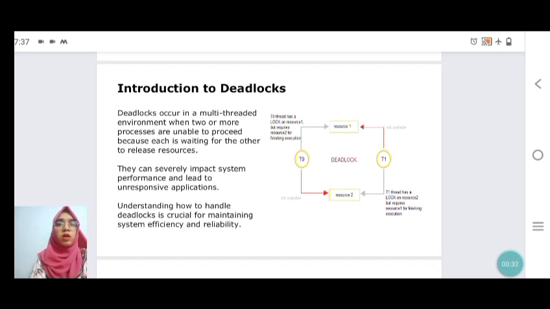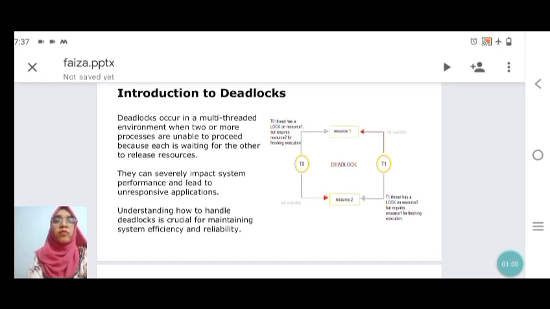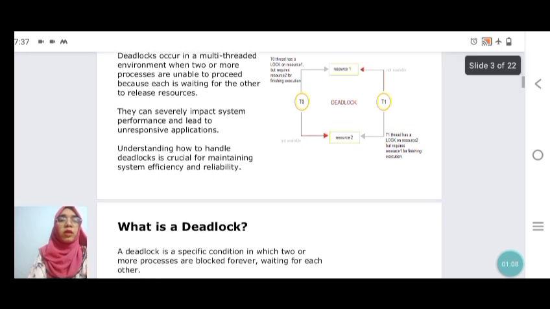Introduction to deadlocks. Deadlocks occur in multi-threaded environment when two or more processes are unable to proceed because each is waiting for the other to release resources. They can severely impact system performance and lead to unresponsive applications. Understanding how to handle deadlocks is crucial for maintaining system efficiency and reliability. So, understanding deadlocks is very important to the one who is suffering with the problem of this, and this is very important to maintain the efficiency and the reliability.